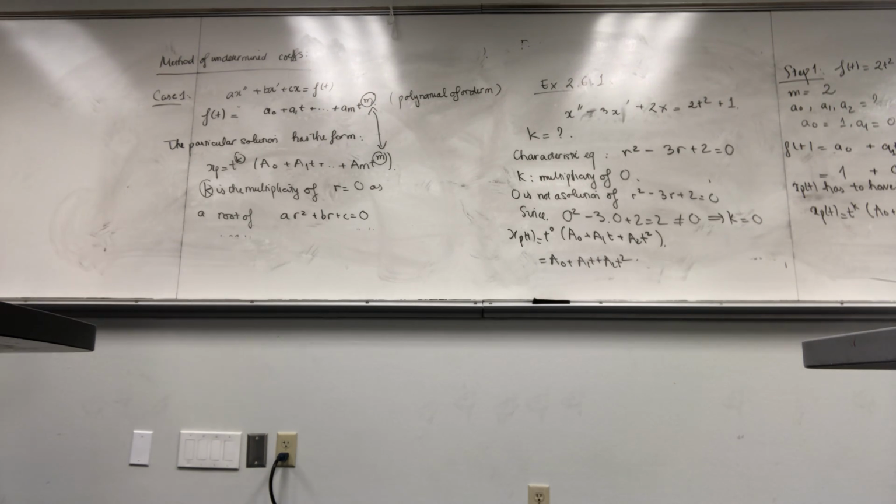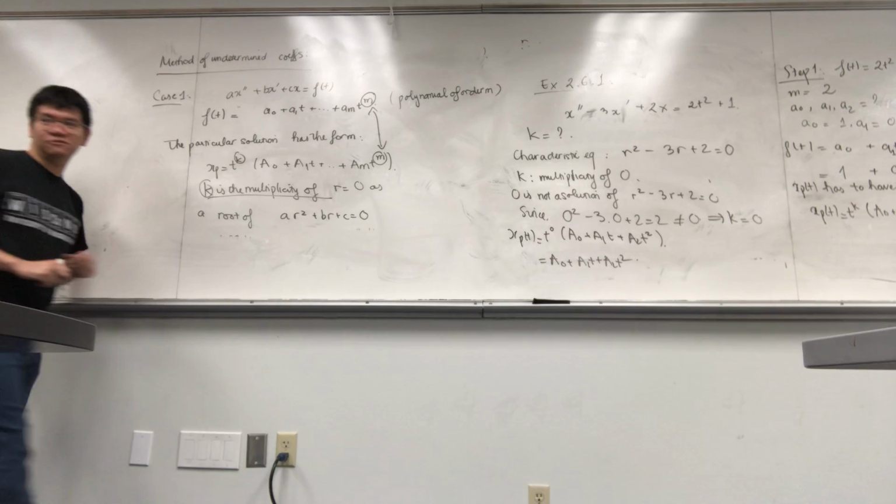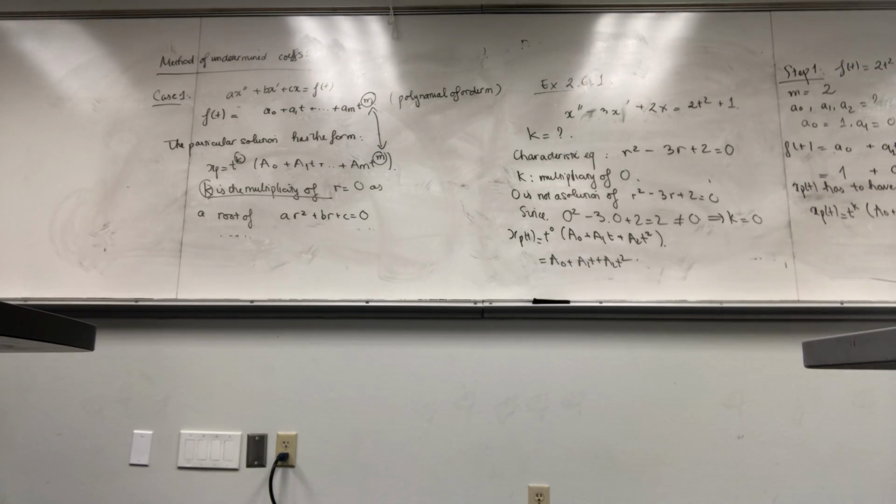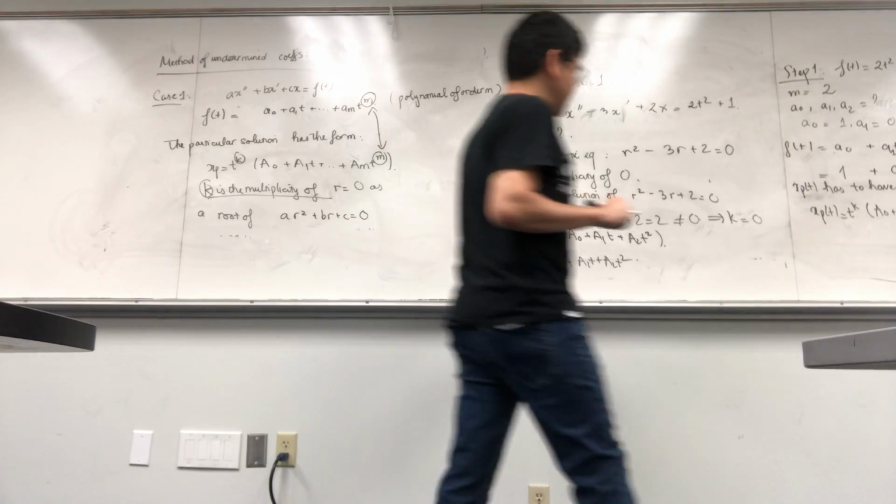Is k always the multiplicity of 0? It's always. Right? So it's always the multiplicity of 0. Now you have to determine this a.